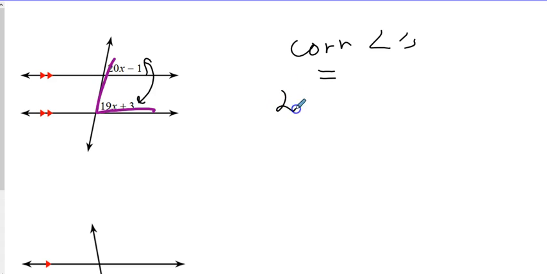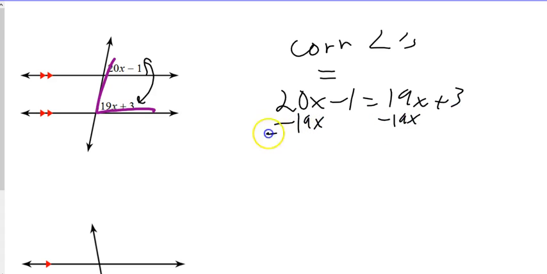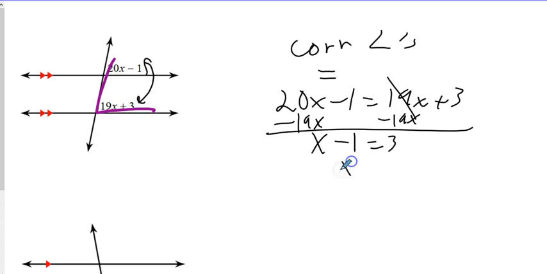And so we're just going to do that. 20x minus 1 equals 19x plus 3. This time I'm going to move my letters to the left. Again, I'm just trying to keep it positive. That gives me 1x, or just x minus 1 equals 3. Add 1 to both sides, I get 4, which is my answer. But again, if I plug 4 in here, I get 80 minus 1, which is 79. If I plug 4 in here, I get 76 plus 3 is 79.